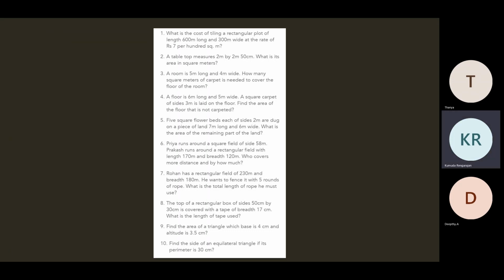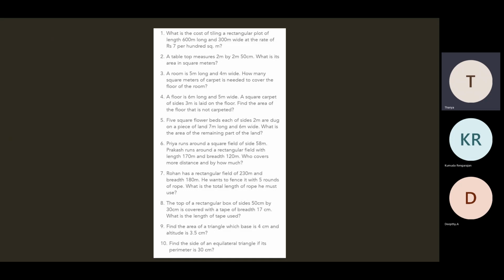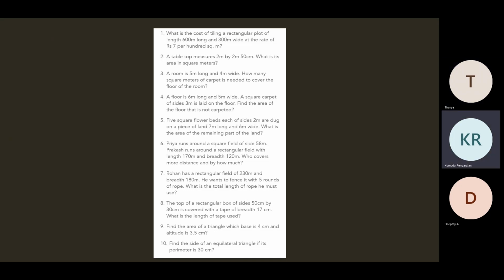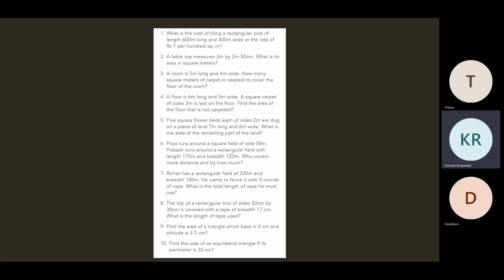Have you answered question number 1? Yes, Tanya. What about Deepthi? Yes, ma'am. Okay, so let's see the answer to question number 1. I'll just write out the dimensions and ask you for your steps.